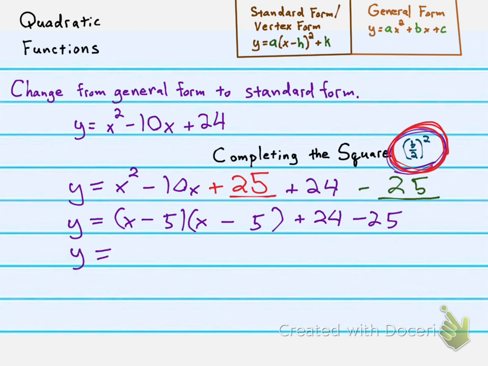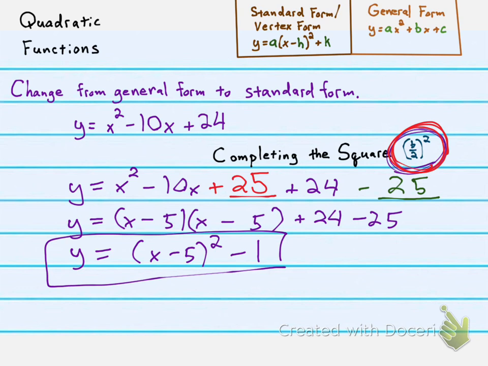And then here I have it: y equals x minus 5 squared minus 1. This is in standard form, also known as vertex form. You can see that my h is right there, so my h is 5. And then you can see that my k is right here, and my k is -1.